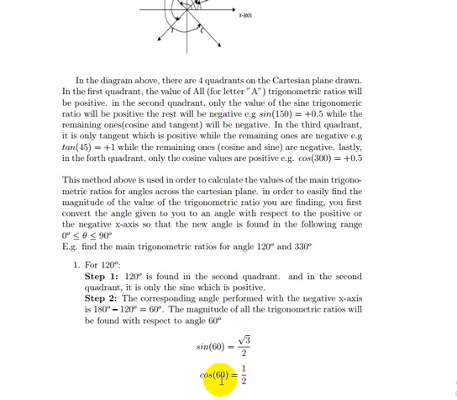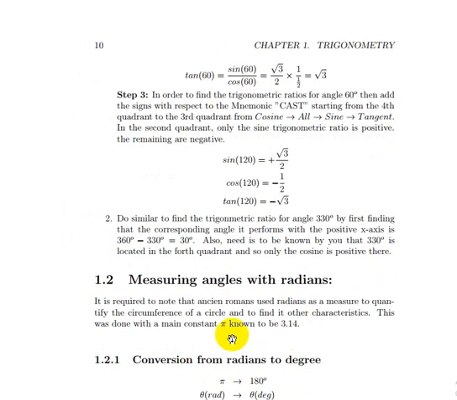Now, cosine of 60 we've initially calculated to be half. Tangent of 60 was initially calculated to be root 3. Now, the sine of 120 is positive square root of 3 over 2, because sine is the only one positive in the second quadrant. Cosine of 120 is negative half, because cosine is negative in the second quadrant, and tangent is negative root 3.